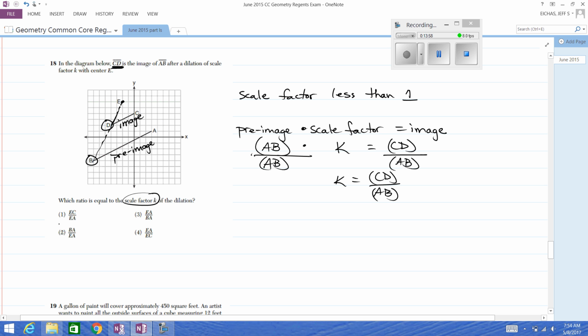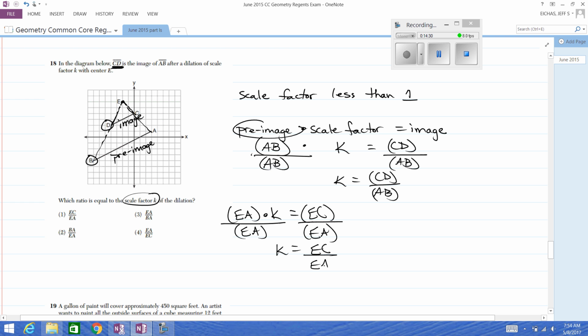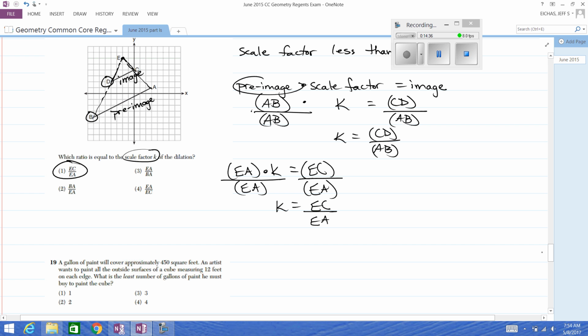All right, so let's look at this now. EC to EA is going to do that. All right, let's follow through. Here's why. The distance from EA would be our pre-image, following our formula up here. K is our scale factor, and its image would be EC. Okay, so we divide both sides by EA. And one possibility would be EC over EA. All right, so that's going to work for us. The rest are going to probably not be corresponding or possibly upside down.